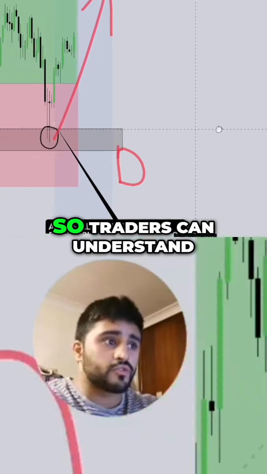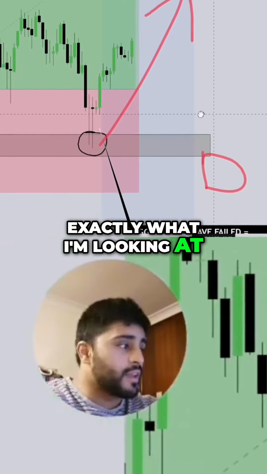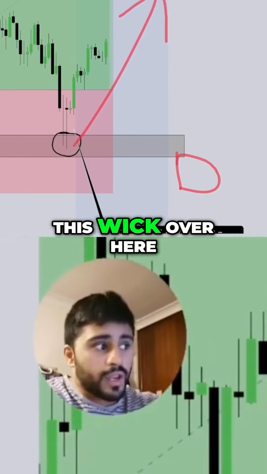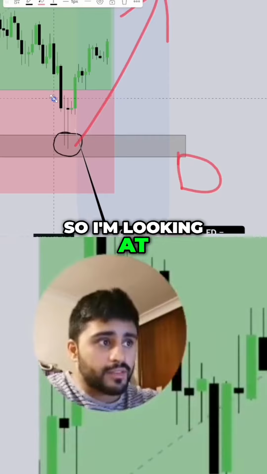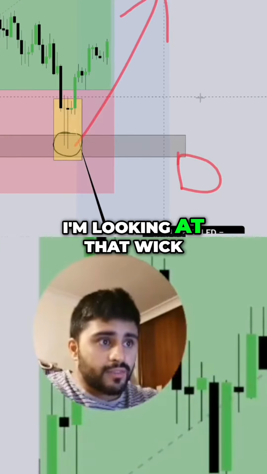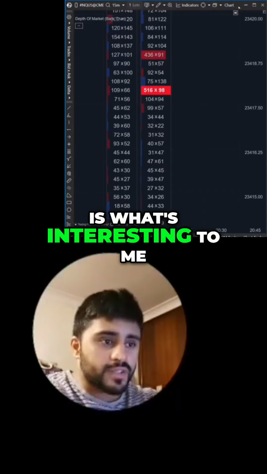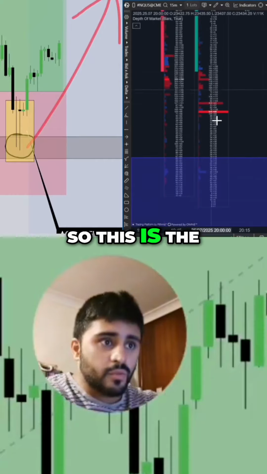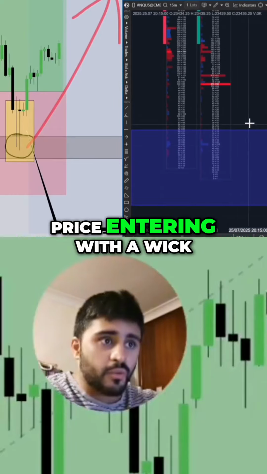In fact, I'm going to zoom in so traders can understand exactly what I'm looking at. I am looking at this wick over here, this one here. I'm going to highlight it in yellow. I'm looking at that wick, and that wick is what's interesting to me. So this is the wick there. You can see price entering with a wick.